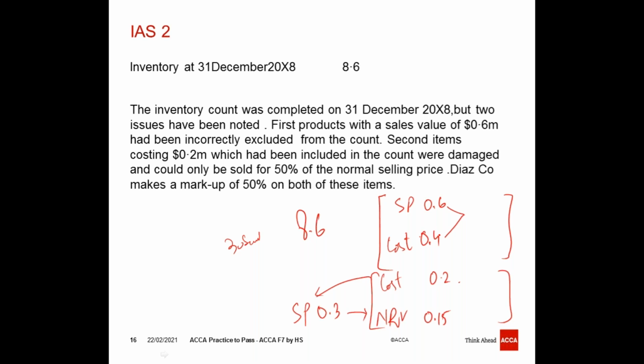As IAS 2 says, it should be reported at the lower of cost and net realizable value. So the lower value is 0.4 million. We need to add 0.4 million because it was excluded from the inventory count. And for this portion, it should be reported at the lower value, which is 0.15. But this stock is already included at 0.2 million, so there will be an adjustment from 0.2 million to 0.15 million, an adjustment of 0.05.